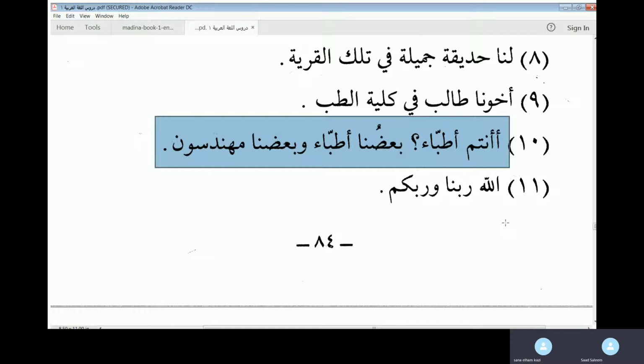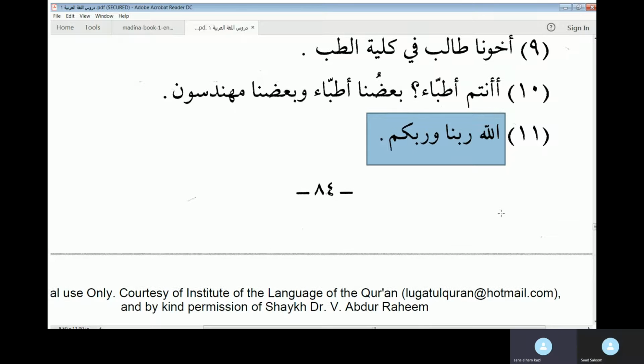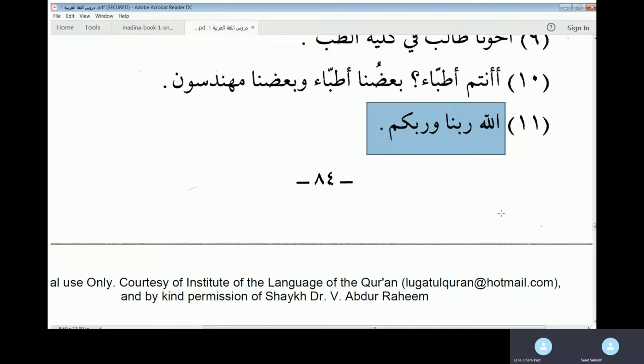Antum atibba'u, are you all doctors? Atibba'un or atibba'u, brother? Atibba'u, because of alif hamza at the end. Okay, antum atibba'u, are you all doctors? Ba'duna atibba'u wa ba'duna muhandisuna. Some of us are doctors and some of us are muhandisuna, engineers. Okay. Muhandisuna, correct. We don't say muhandisunu, this is wrong. Allah Rabbuna wa Rabbukum. Allah is our Rabb and Rabb of you all. Yes, Allah is our Lord and your Lord. Okay.